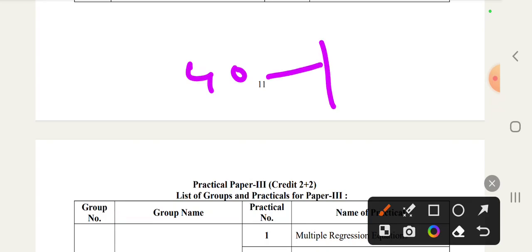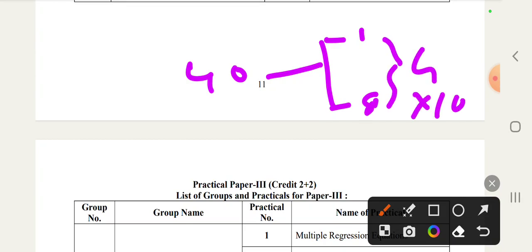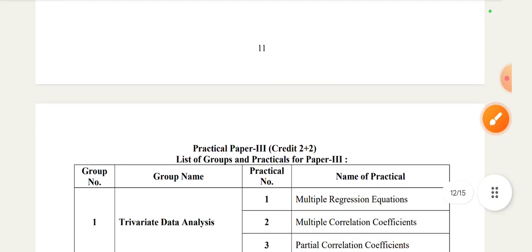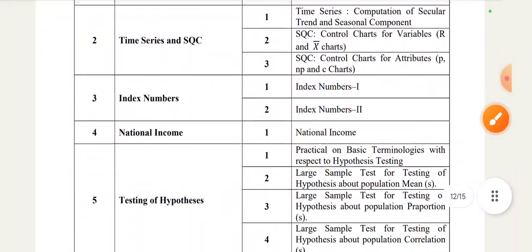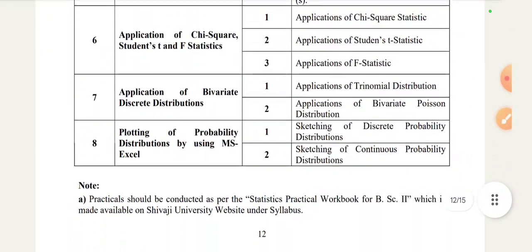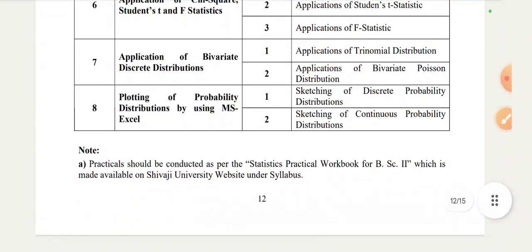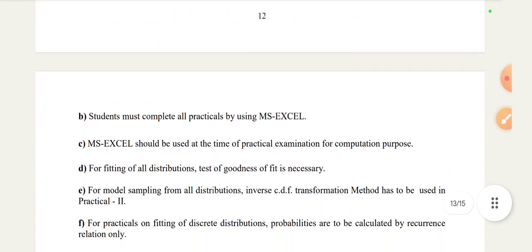So there are 8 questions, starting from 1 to 8, and a student has to attempt only 4 questions, and each question carries 10 marks. So therefore the total number of marks for paper number 3 is 40. Paper number 2 is also 40 marks. So your practical examination is of 80 marks, the journal is of 5 marks, oral is of 5 marks, and there is a project of 10 marks.